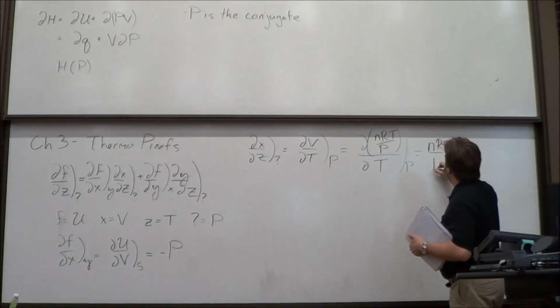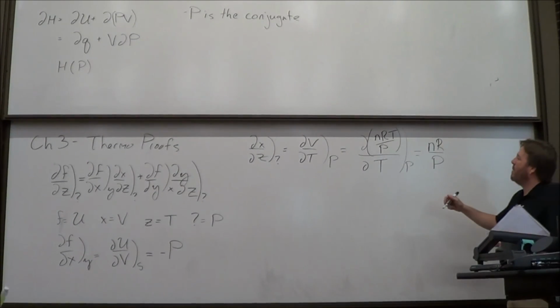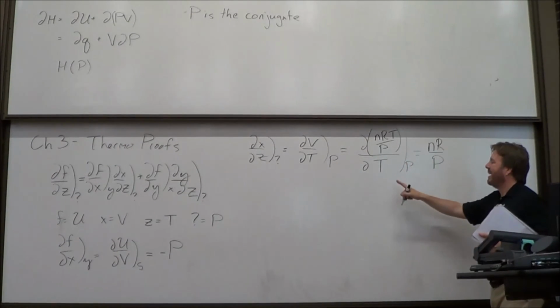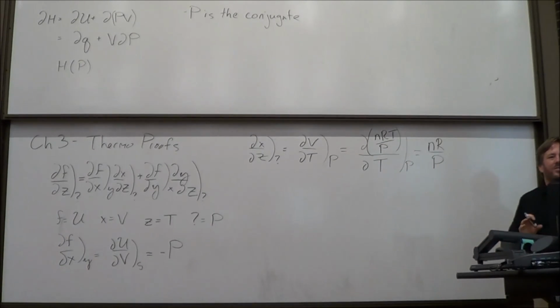nR over P. Sorry, I heard about 20 things at once. nR over P. Remember, for a constant times x, the change with respect to x is just a constant. Just recognize that it's a T, and the constant's nR over P. This is childishly simple, so you've got to remember that.